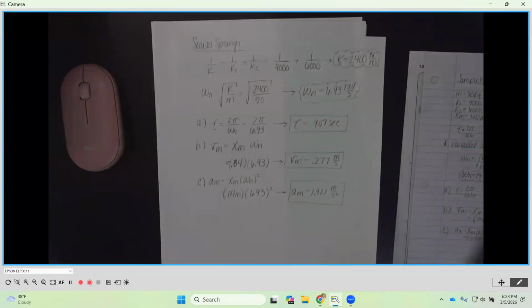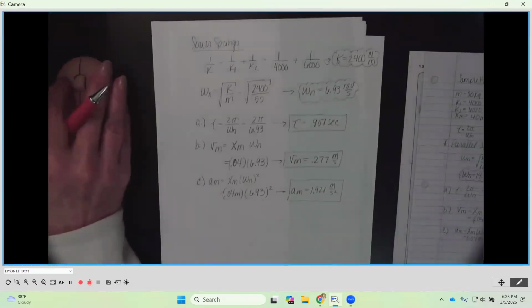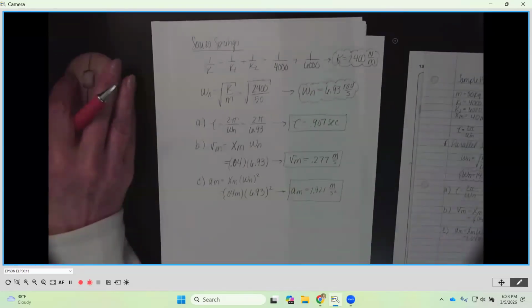Okay, so interesting results: same springs, same block, same amplitude, just a different arrangement of those makes a huge difference on how it behaves. Okay, any questions on this problem? All right, nice comparison there. So I am going to stop our recording.